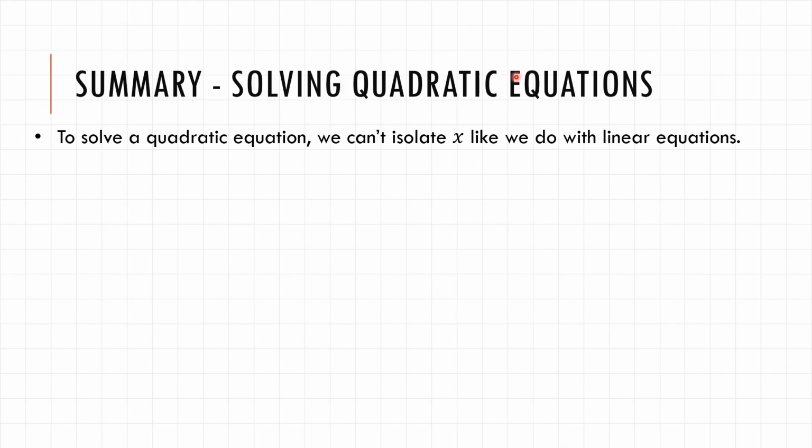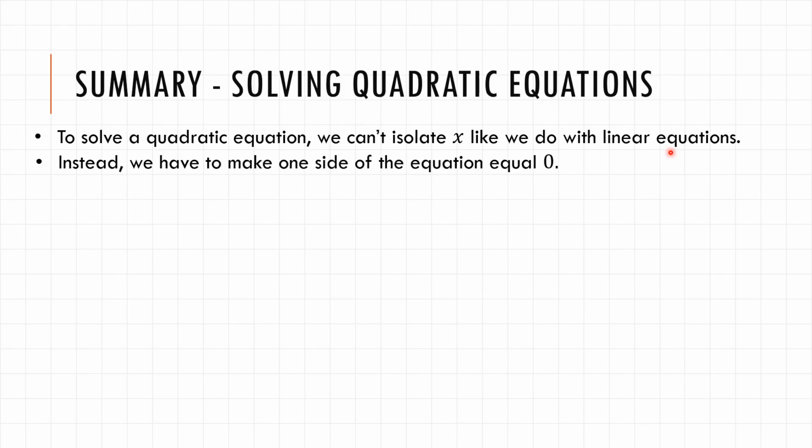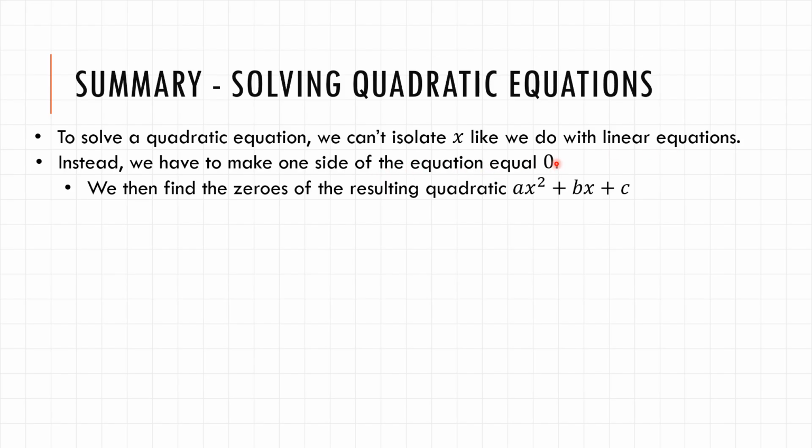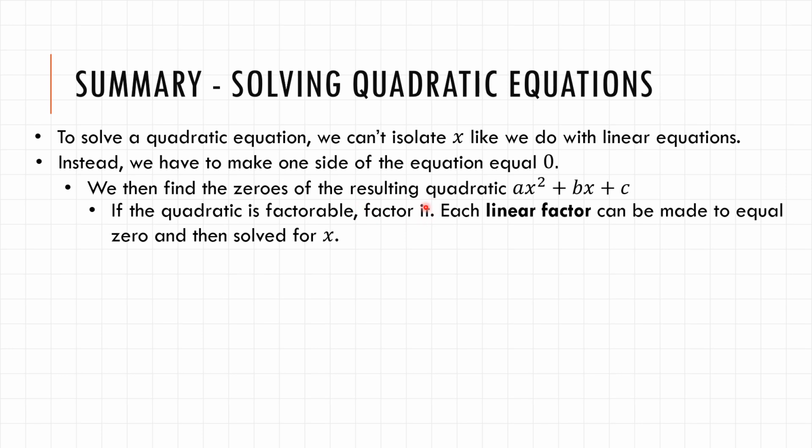To solve a quadratic equation, like we just saw, we can't just isolate x like we do with linears. Instead, what we have to do is make sure one of the sides of the equation equals 0. And then we have to find the zeros of the resulting quadratic. Now that might mean that if the quadratic is factorable, we actually have to factor it. And then each of those linear factors, which the quadratic will now be in factored form, if we make them equal 0 and solve for x, then we have found our solution, or we have solved that quadratic equation.